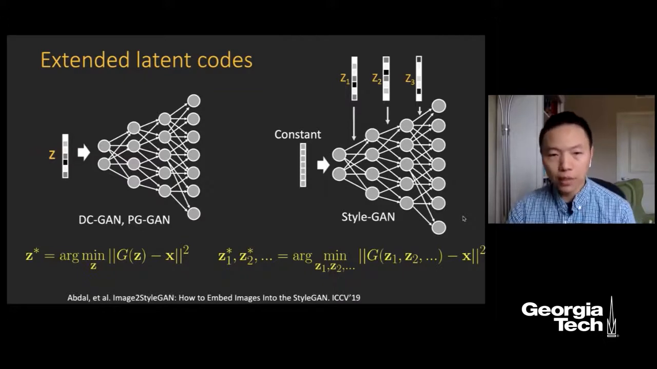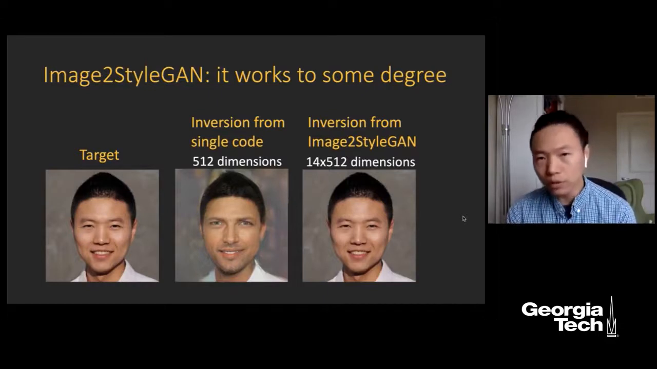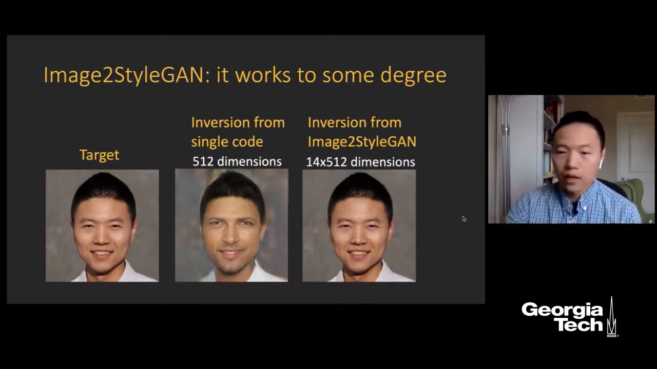Through this kind of optimization, the reconstruction quality is greatly improved. So you can see here, this Image2StyleGAN kind of works. When we use a larger latent space, like 14 by 512 dimensions, my face can be reconstructed.